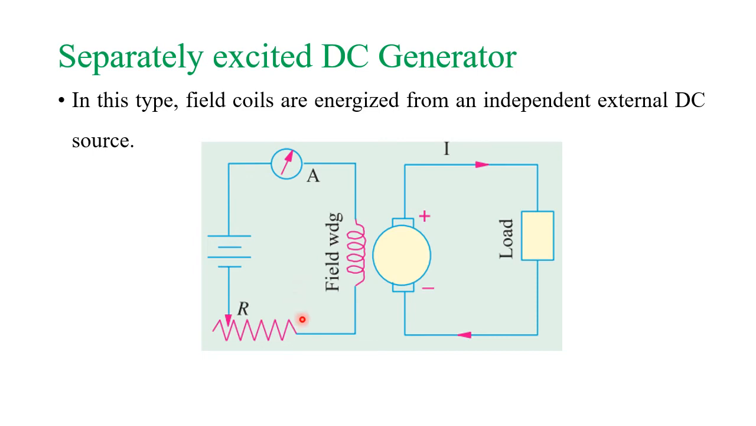In a separately excited DC generator, the field winding is connected to an external supply. Due to this external supply, the field winding gets excited or energized and produces the magnetic field or magnetic flux, so that the armature conductor cuts the flux and produces current in the external circuit. So in a separately excited DC generator, the field winding is excited with an independent supply.